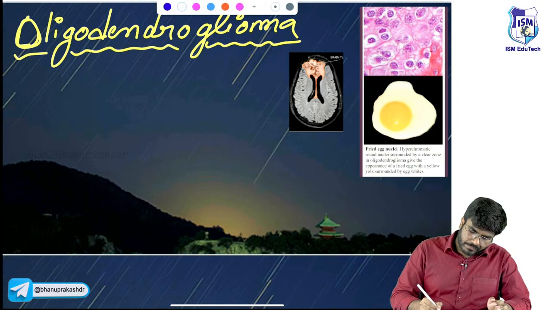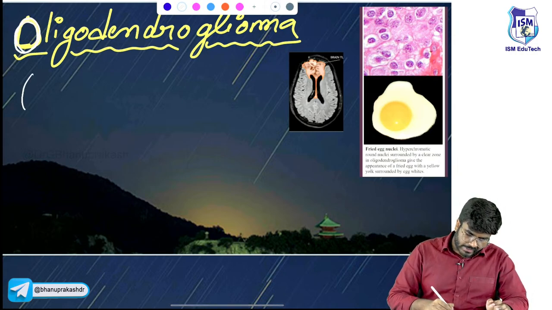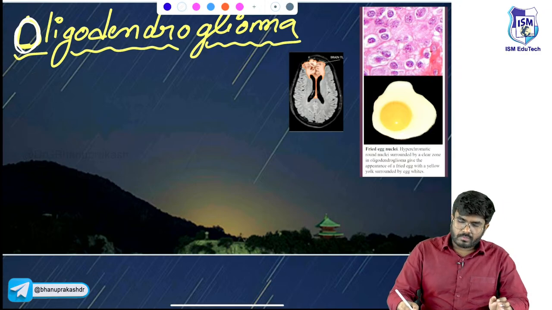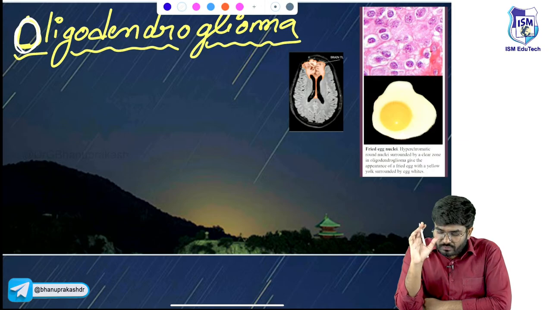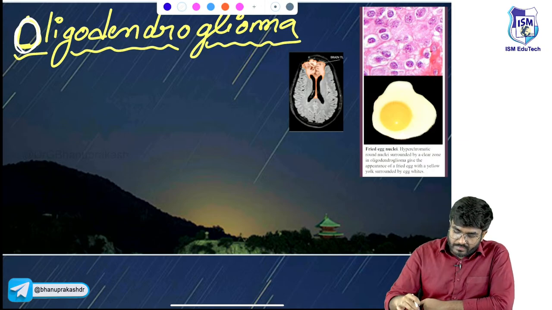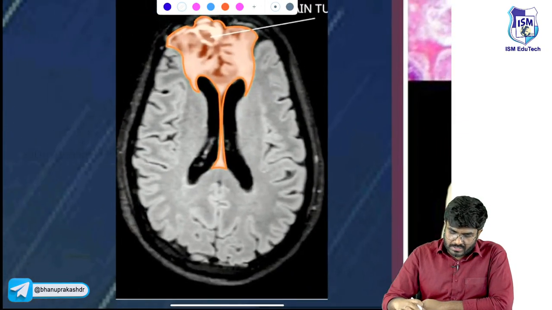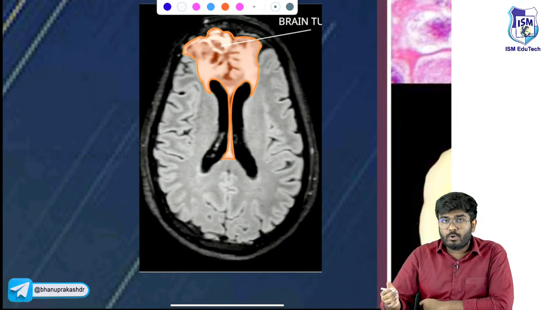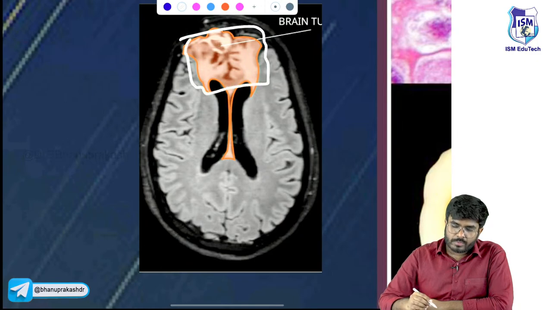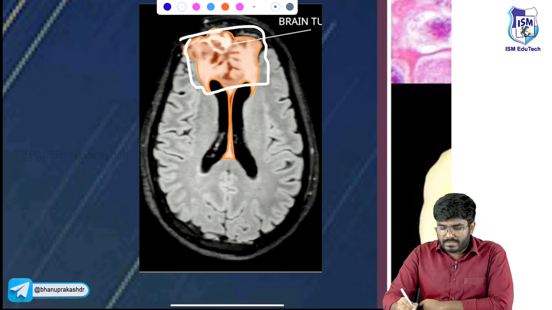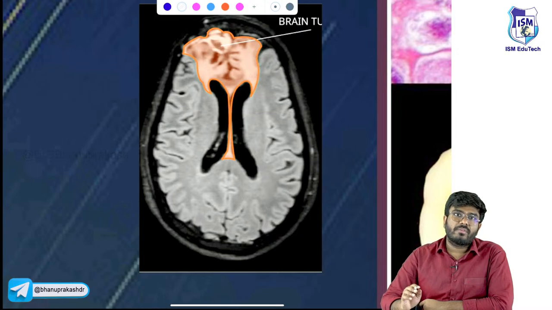I used to remember that oligodendroglioma starts with the letter O, like an egg. The letter O appears in the form of an egg, right? Why egg? I will explain. First, look at this. The patient has oligodendroglioma. In oligodendroglioma, which lobe is going to be affected? It is the frontal lobe.